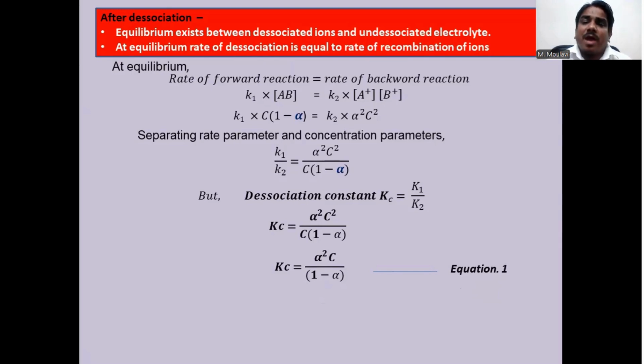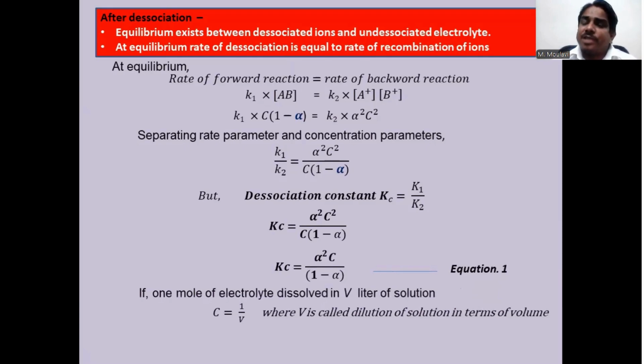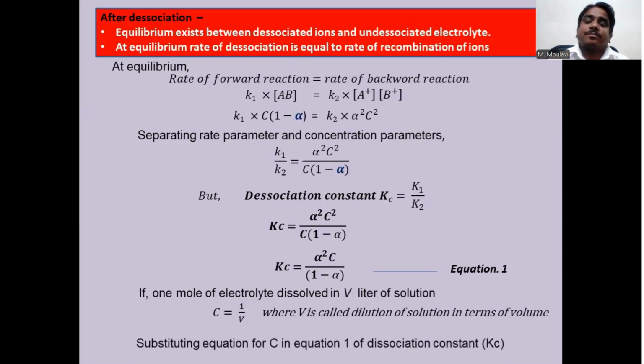We are substituting the value of concentration. C is equal to the number of moles divided by V, meaning if 1 mole of electrolyte is dissolved in V liters of solution, then C is equal to 1 upon V, where V is called the dilution of the solution in terms of volume. Substituting the value of C in equation 1, we get Kc is equal to alpha square divided by 1 minus alpha into V.